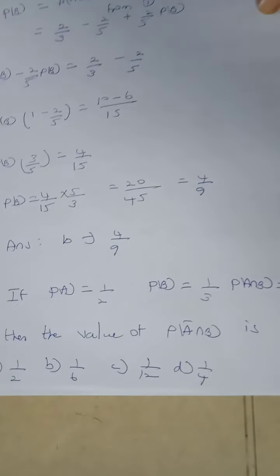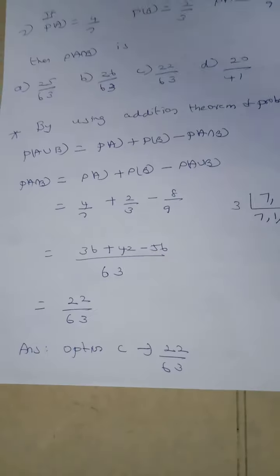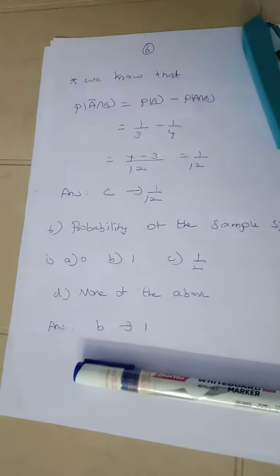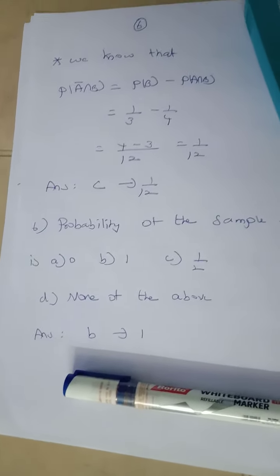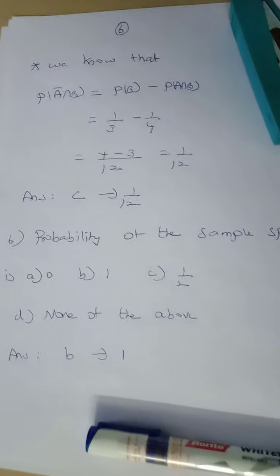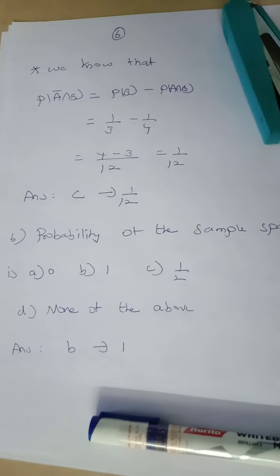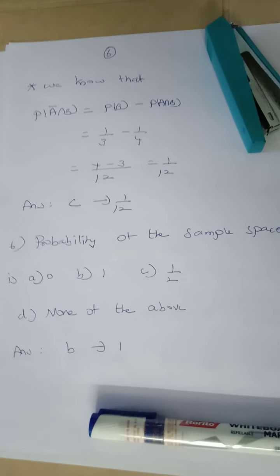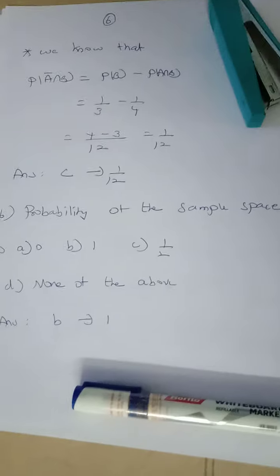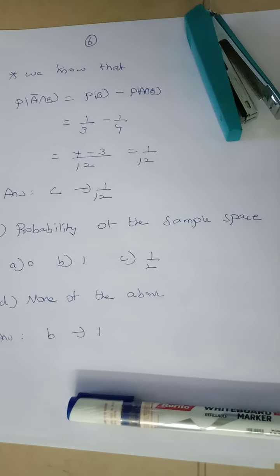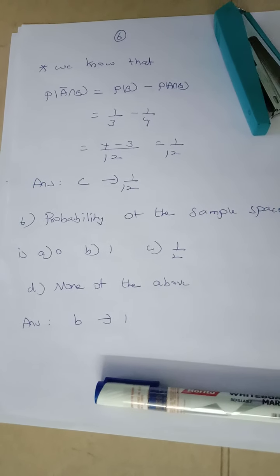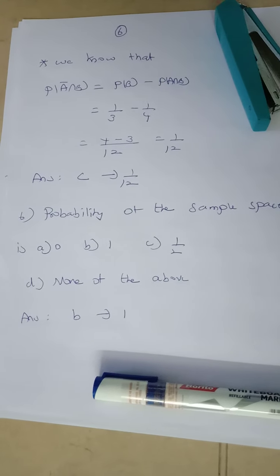So we need to find probability of A dash intersection B. Straightforward, we are using the formula: probability of A dash intersection B is equal to probability of B minus probability of A intersection B. Probability of B is given as 1 by 3, probability of A intersection B is 1 by 4. Just take the LCM. 3 and 4 LCM is 12. 12 divided by 3 is 4, 4 into 1 is 4. 12 divided by 4 is 3, 3 into 1 is 3. So the correct answer is 1 by 12, option C. Let us move to the next question.